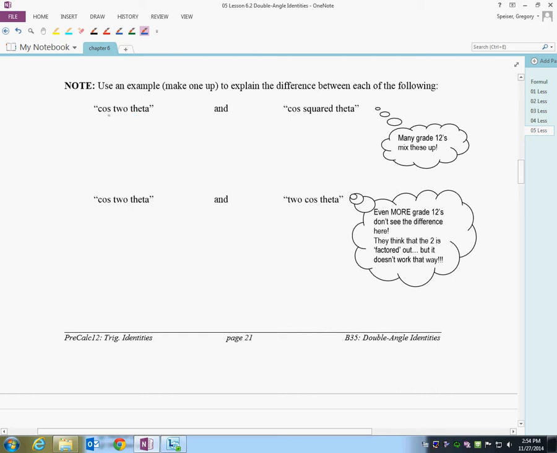So what's the difference between cos of 2 theta and cos squared theta? The cos of 2 theta is going to look like this, and the cos squared of theta we write like this. So what do these mean? Well, why don't we pick an angle? How about we pick theta equals pi over 4. In our unit circle, pi over 4 is right over there. Just a reminder that the cos of pi over 4 is equal to root 2 over 2.